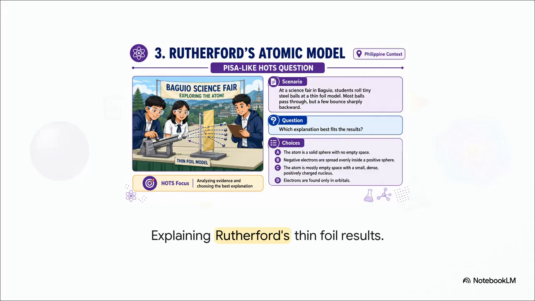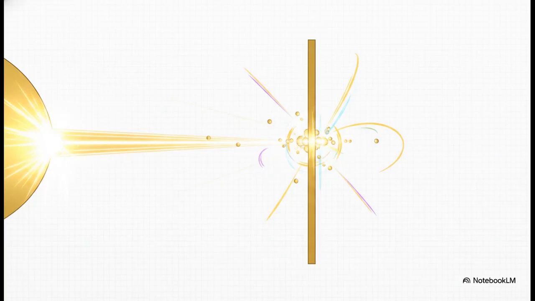Moving on to Baguio. Here, students are rolling tiny steel balls at a thin foil model. Most of the balls pass right through, but a few of them bounce sharply backward. Which explanation perfectly fits these highly surprising results? You are for sure going to see this on the exam. The correct answer is C. This brilliantly illustrates Rutherford's discovery. The fact that most balls passed right on through means the atom is mostly empty space. But those very few that bounce back directly hit that incredibly small, super dense, positively charged nucleus.